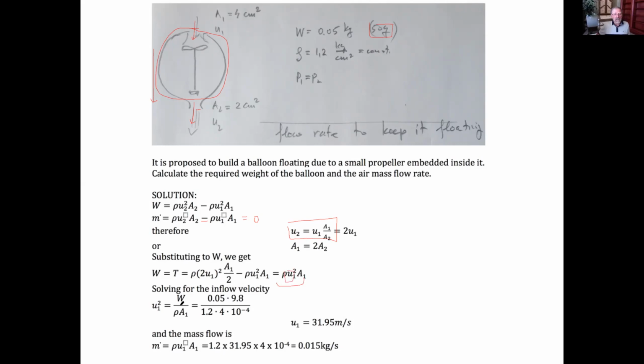Very simply. And here's the velocity, the weight, which is 0.5 grams times g. Density 1.2 for the air. Area is 4 times 10 to the minus 4. So 4 square centimeters in metric is going to be minus 4 because 1 meter has 100 centimeters. You solve that and you end up with 31 meters per second, fairly fast. And the required mass flow rate is again this formula which I have here. We can just take 1 and it comes out to 0.15 kilograms per second.